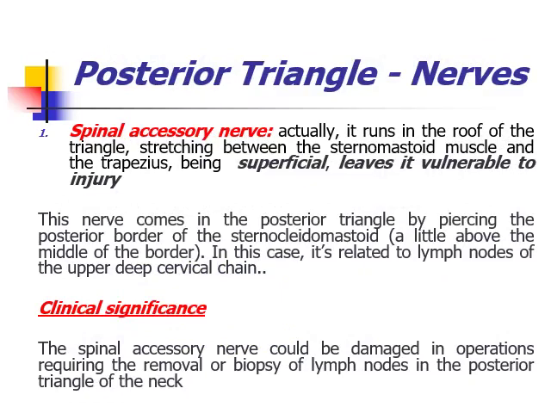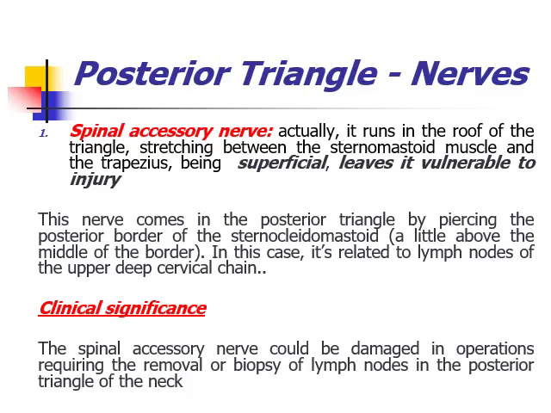The following component as a content of the posterior triangle would be three nervous structures. The three nervous structures start with the spinal accessory nerve. It's one of the cranial nerves, actually the 11th cranial nerve. The spinal accessory nerve runs at the roof of the posterior triangle, embedded into the investing cervical fascia, stretching between the posterior border of the sternomastoid and the anterior border of the trapezius. The nerve comes into the posterior triangle by piercing the posterior border of the sternomastoid a little bit above its middle part.